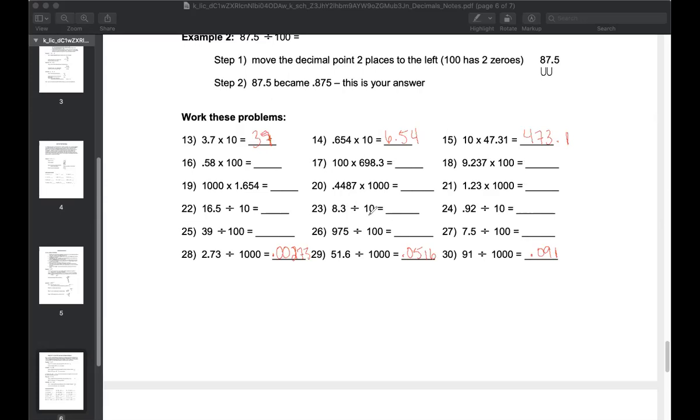All right, about 30 more seconds to wrap up your problems. We're going to go over the answers. You said when you divide, you swing the decimal point to the left, right, instead of to the right. Exactly.